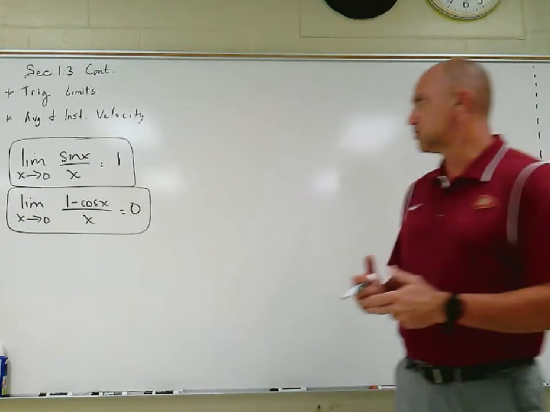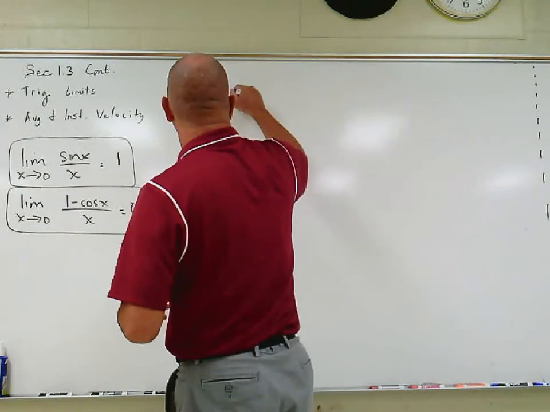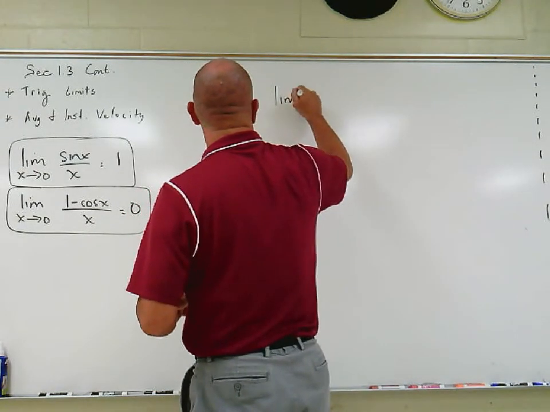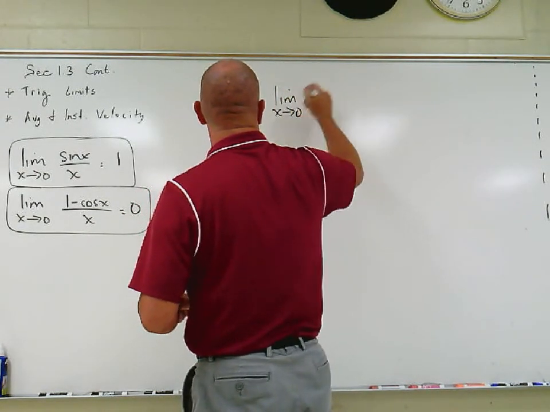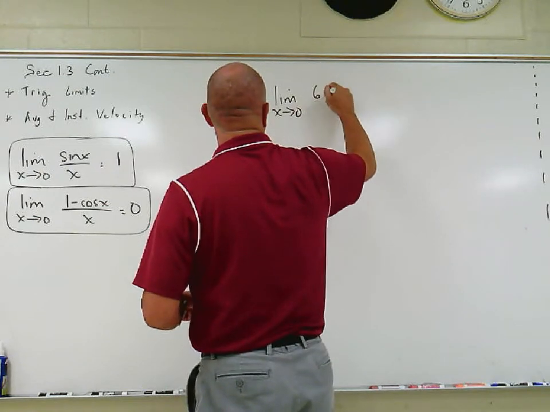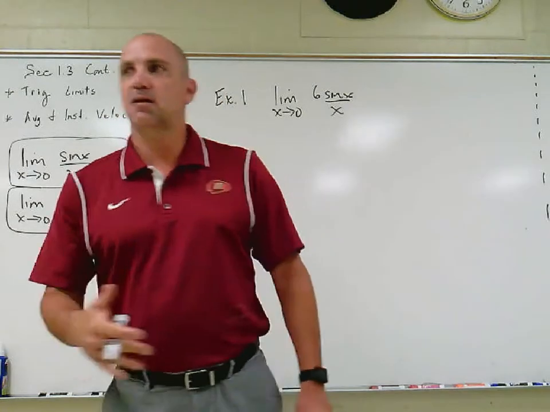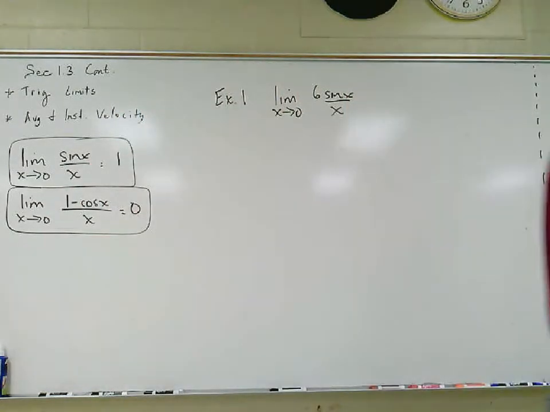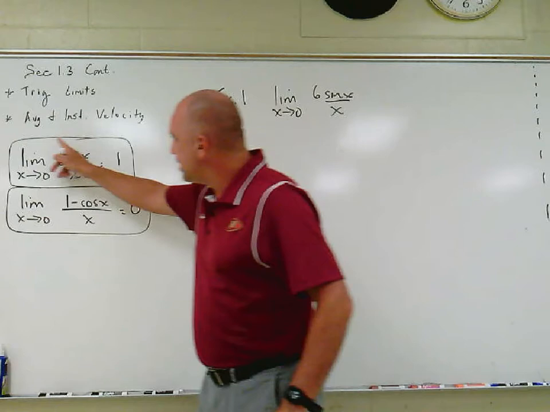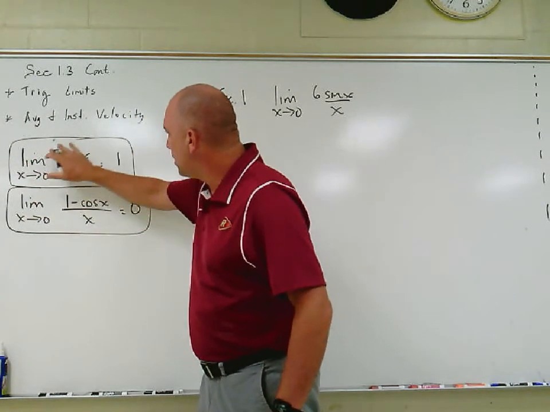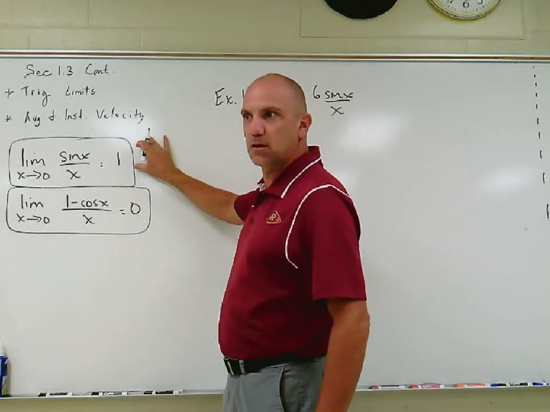So for instance, here's a question. So we'll call this example 1. If I have the limit as x approaches 0 of 6 sine x over x, now can you work this analytically? Can you find this answer by hand, not using the calculator? And here's the two things you need to try to do. Okay, if you can get just this limit of sine x over x, you know that's equivalent to 1.